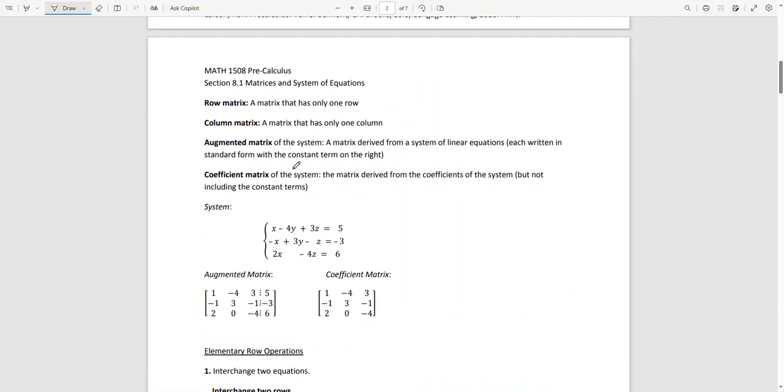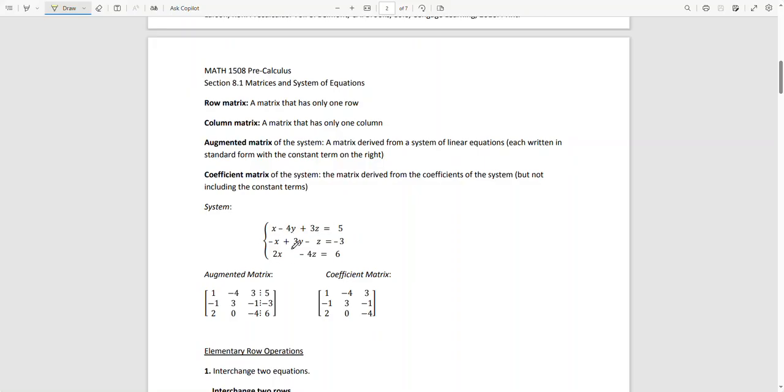We also have an augmented matrix. An augmented matrix of a system of equations is a matrix derived from a system of linear equations, each written in standard form with a constant term on the right. Remember, we always lined up x's, we lined up y's, we lined up z's, we lined up equal signs, and we have our constants. As long as we're keeping them in this ordered system, this is kind of a rectangle that we're dealing with anyway. Well, we can take this system and, using dotted lines for our equal signs, we could write just the coefficients in order.